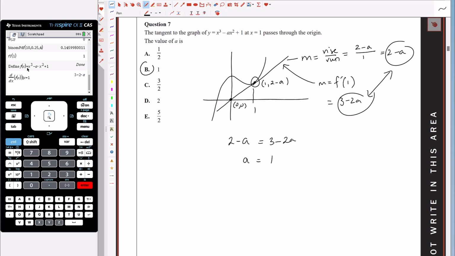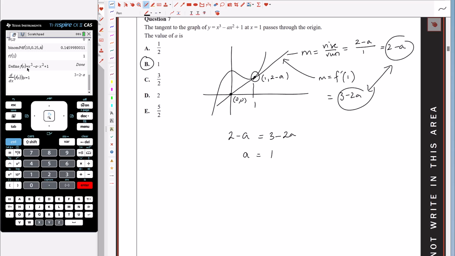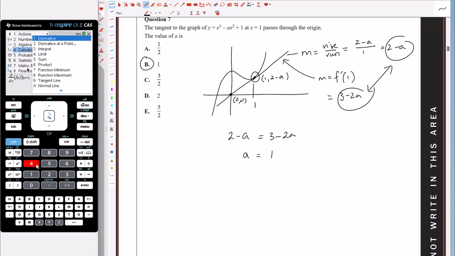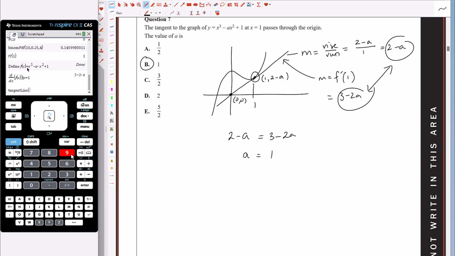which is option B. As I said, the other way you could do it is you could find the equation of the tangent at x equals 1, so get your CAS to do that, menu 49, tangent line to f of x when x is equal to 1.